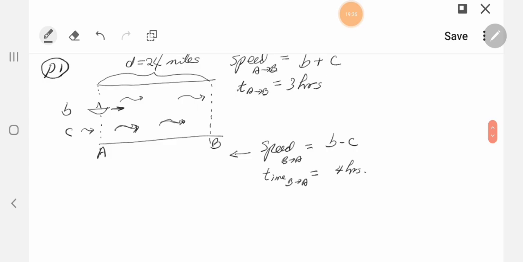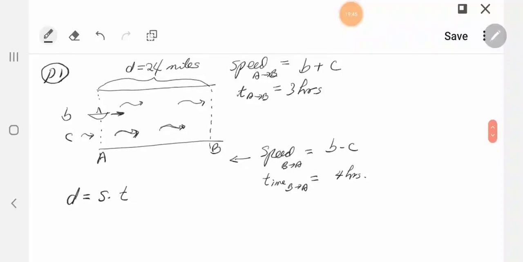So using the distance formula, distance is equal to speed times t, right? Using this one, we can write two equations. So what are those two equations?